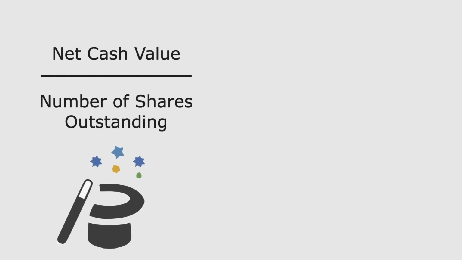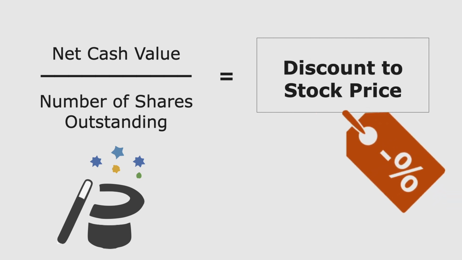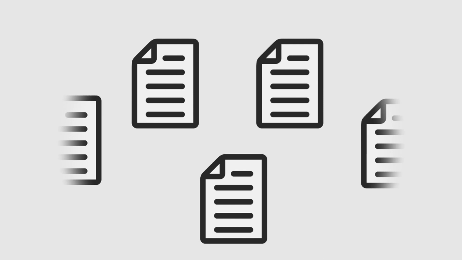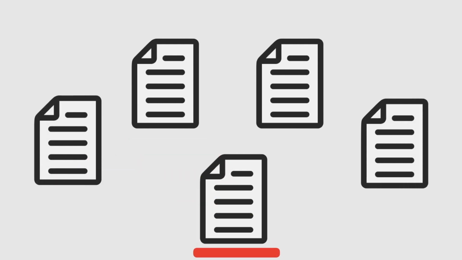Now, I want you to use the net cash value we calculated and divide it by the number of shares outstanding. This figure we derive gives us an important perspective as this value represents the amount of discount you get on a stock price. You can also view this as a cash rebate for buying the company's business. In essence, price per share minus net cash per share gives you price after discount per share. As all companies are holding on to different balance sheets containing different values of cash and long-term debts, you can use this simple strategy to quickly find stocks that are offering good discount.